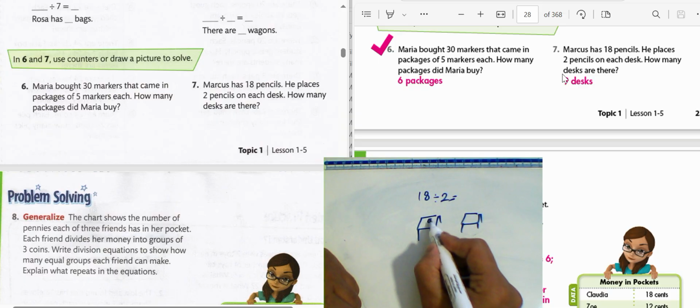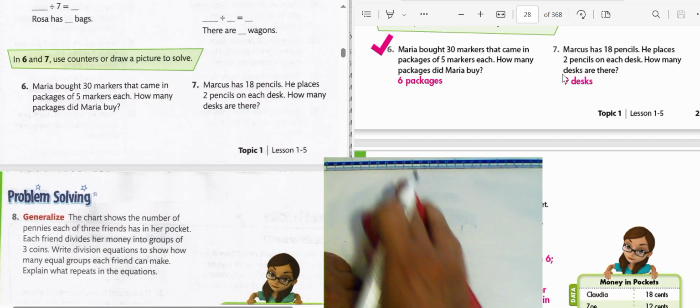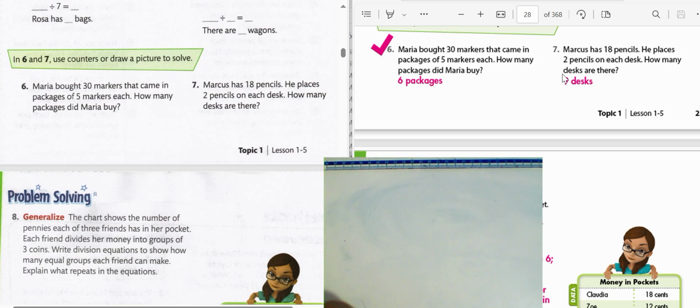We can put here 9 and here 9. Equality. Then 18 divided by 2 equals what? Equals 9. The number will be 9 desks.